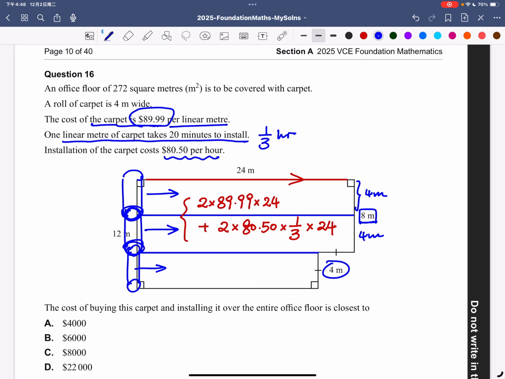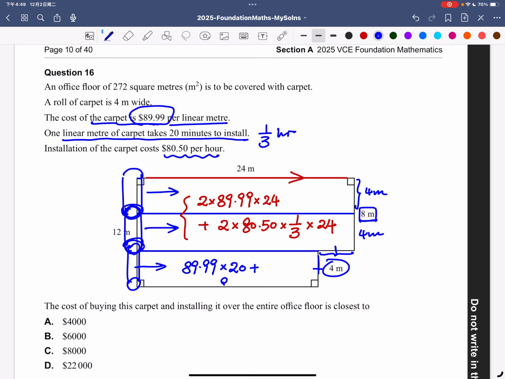Well, for the shorter part, we can just do 89.99 times 20 meters. It's 24 less 4 meters. These two sides are equal to each other. Do I need to multiply anything? No, not multiplying anything further, but we add the time cost to install this shorter row.